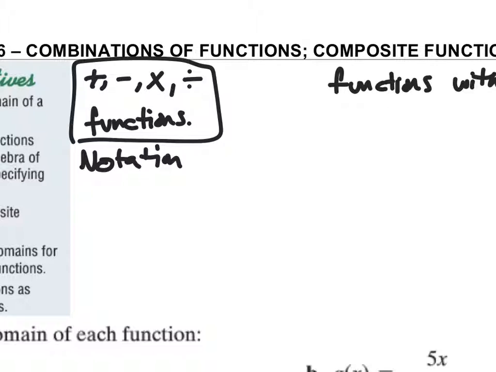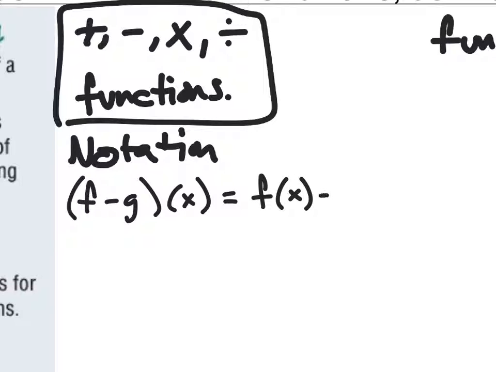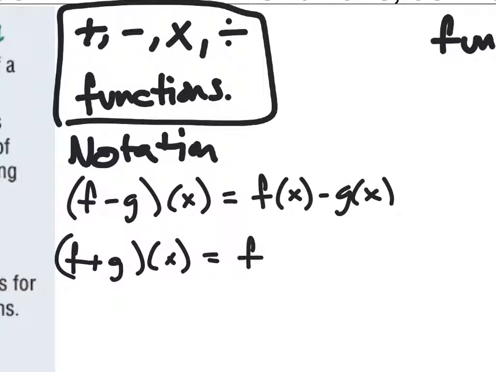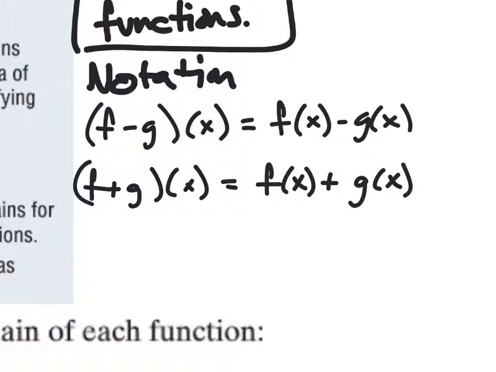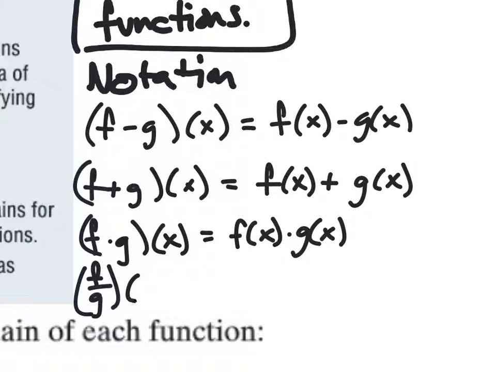All right. So first things first, some notation that we want to talk about with regards to combinations of functions, adding, subtracting, multiplying, and dividing. If I see f minus g of x, that really means that I'm doing f of x minus g of x. If I do f plus g of x, that means f of x plus g of x. If I'm multiplying, f times g of x means f of x times g of x.